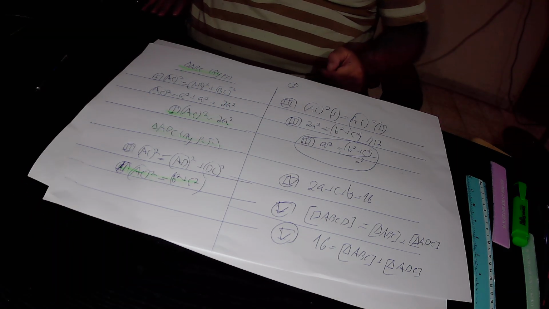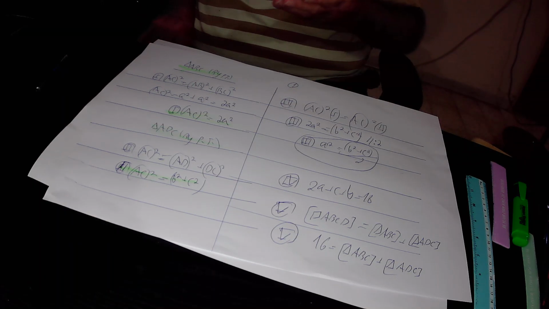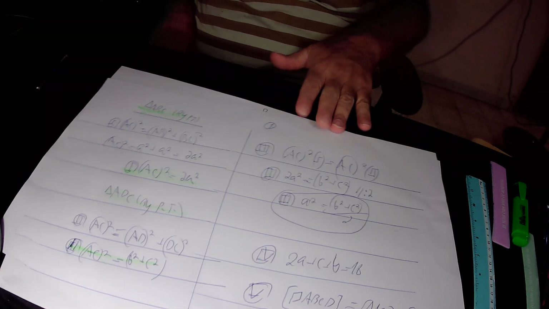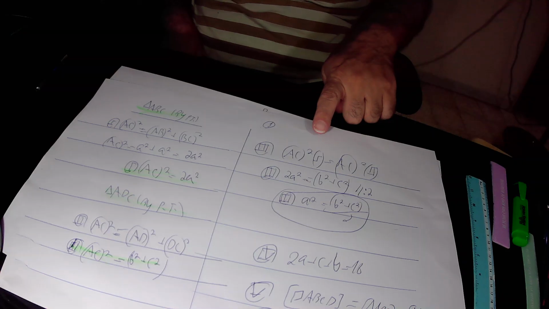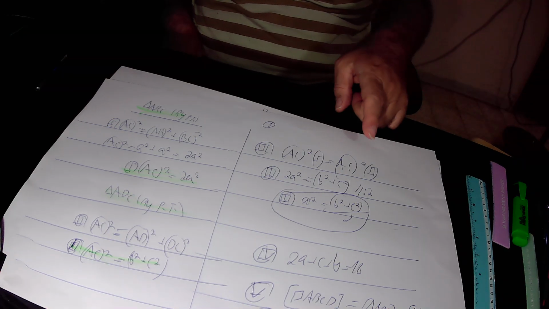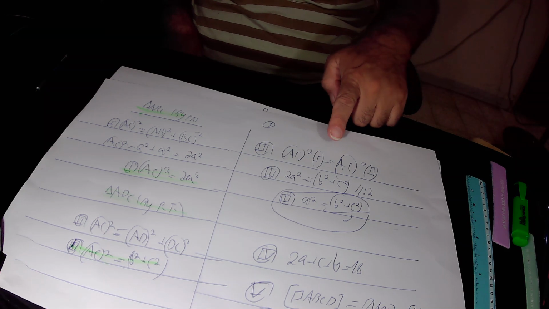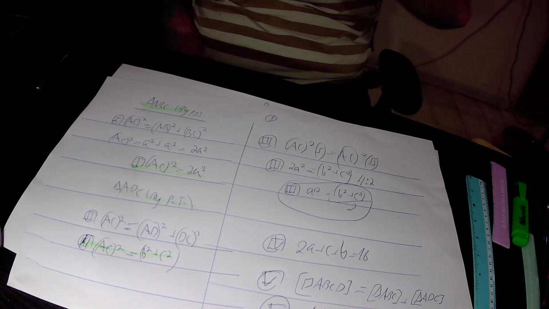While according to equation 1, we already found out that AC square equals 2A square. So we have two different expressions for AC square. Therefore, we created equation 3, which says that AC square according to equation 1 must be equal to AC square according to equation 2. So in total, according to equation 3, 2A square equals B square plus C square. Here we divided equation 3 by 2, and we found out that A square equals B square plus C square over 2.